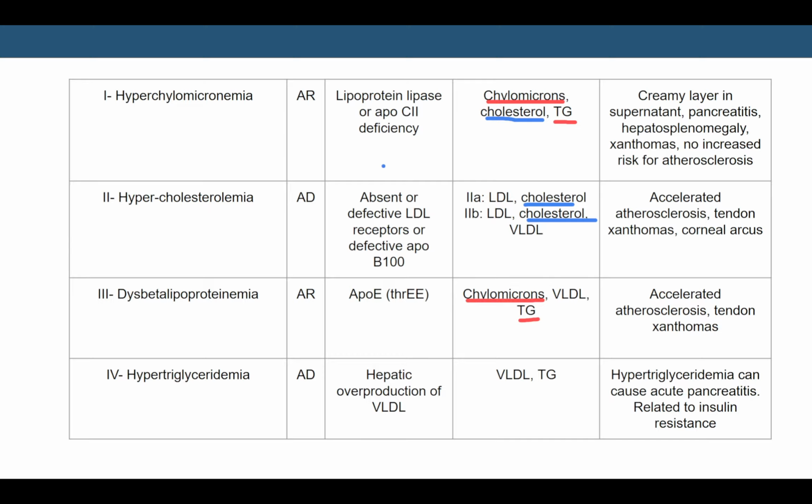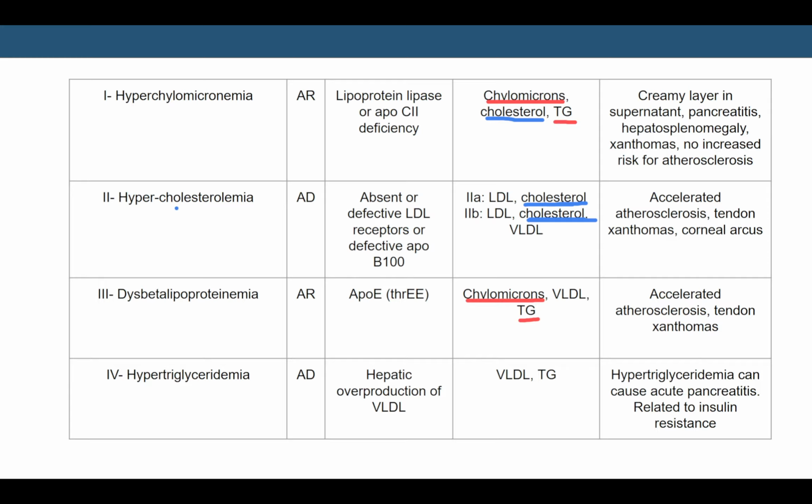So in type 1 now, we know that chylomicrons are increased. What with it is increased? Triglycerides. Also in type 3, you have chylomicrons increased and with it triglycerides. In type 1, cholesterol is increased, and type 2 is hypercholesterolemia, so from its name, cholesterol is going to be increased. In type 1 also, cholesterol is increased a little bit. So now we know that in type 1, hyperchylomicronemia, chylomicrons are increased along with triglycerides and cholesterol.